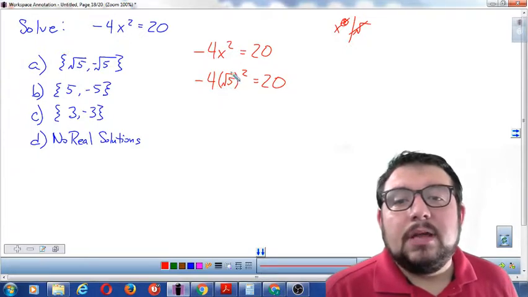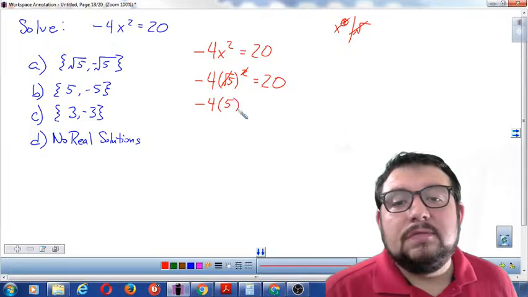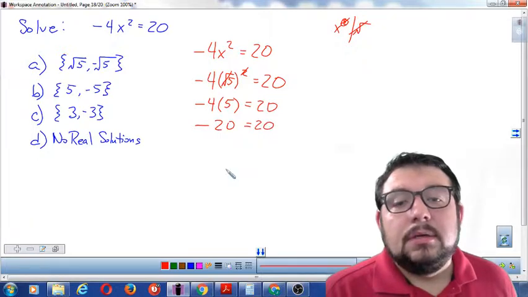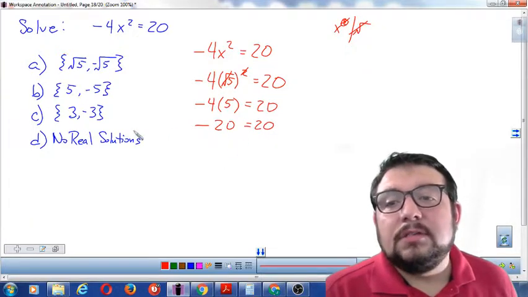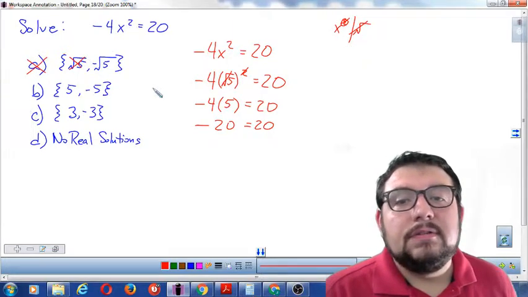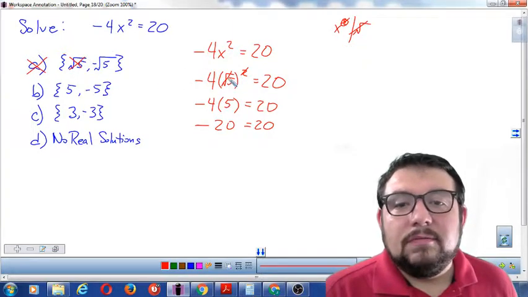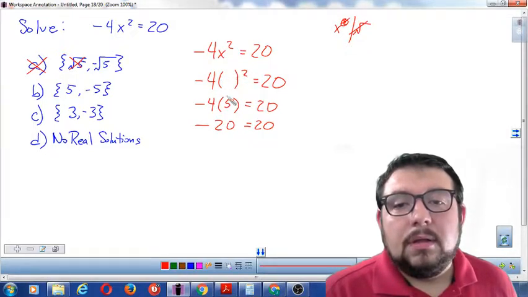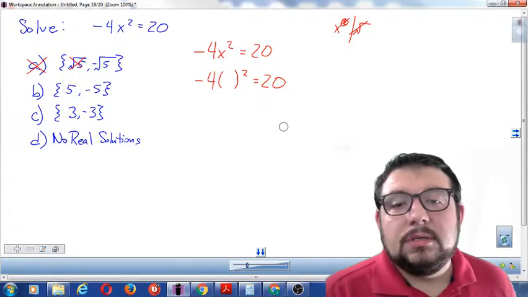So in this problem, what am I going to do? I'm going to get rid of my square root. And here now I'm going to say, okay, negative 4. And what's left in those parentheses is just the 5. And I get negative 20 equals 20. Okay, well that is not true. That is false. So if one of the choices is false, we know that the whole answer is false. Okay, so let's get rid of this. I'll put back my squared. And we're going to try the next choice.